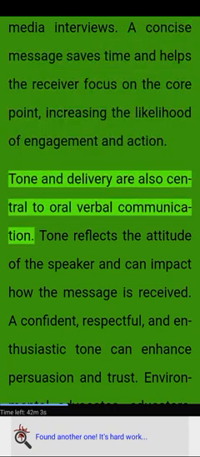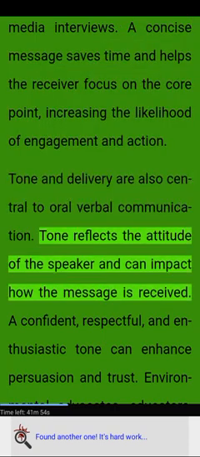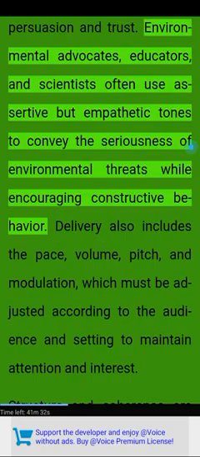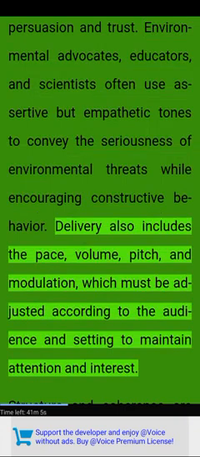Tone and delivery are also central to oral verbal communication. Tone reflects the attitude of the speaker and can impact how the message is received. A confident, respectful, and enthusiastic tone can enhance persuasion and trust. Environmental advocates, educators, and scientists often use assertive but empathetic tones to convey the seriousness of environmental threats while encouraging constructive behavior. Delivery also includes the pace, volume, pitch, and modulation, which must be adjusted according to the audience and setting to maintain attention and interest.